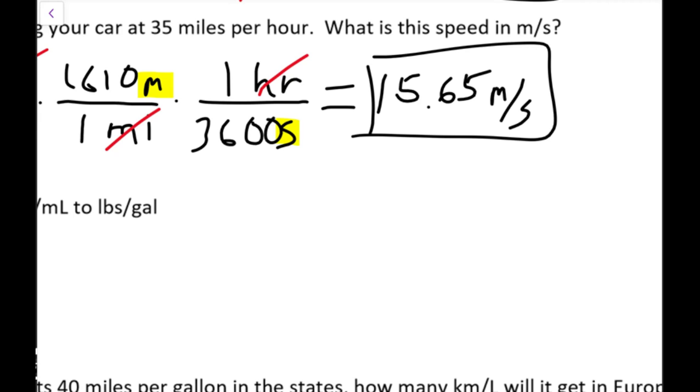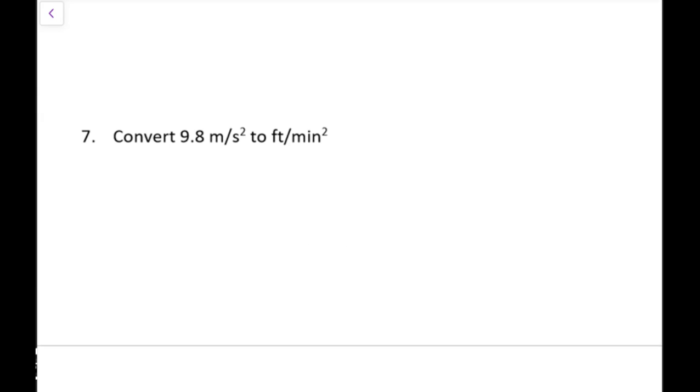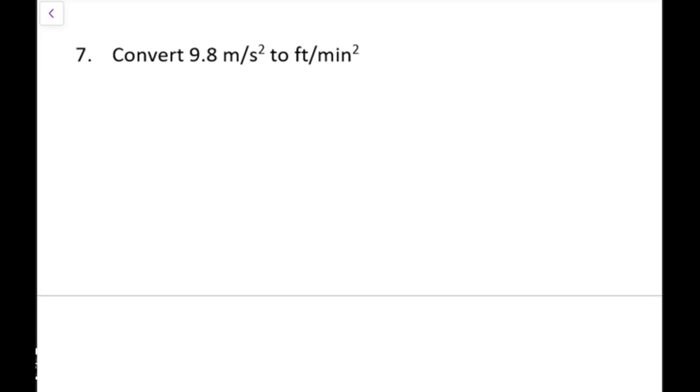Okay. So the next few are just pretty similar. Grams to milliliters, pounds to gallon. You can kind of go through that one in the same way. 40 miles per gallon to kilometers per liter, same thing. Same idea there. This last one is the only one that's a little bit different because it's got this meters per second squared that we need to convert to feet per minute squared.